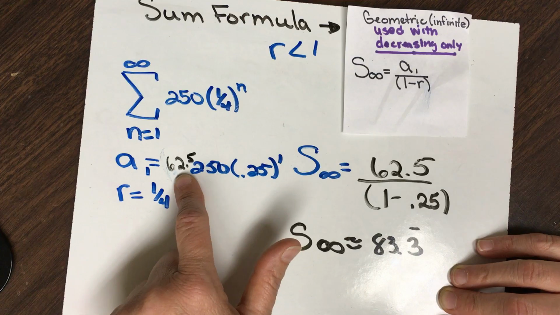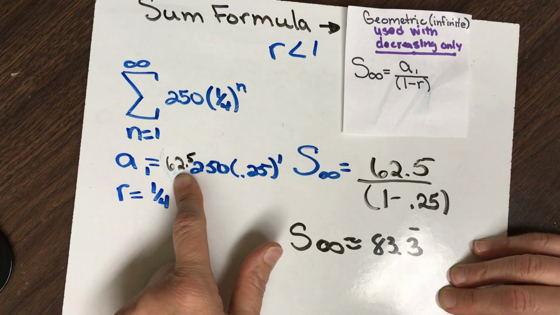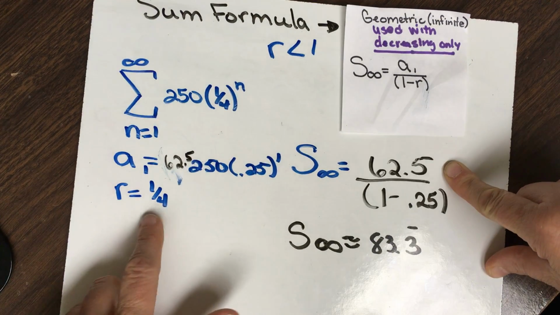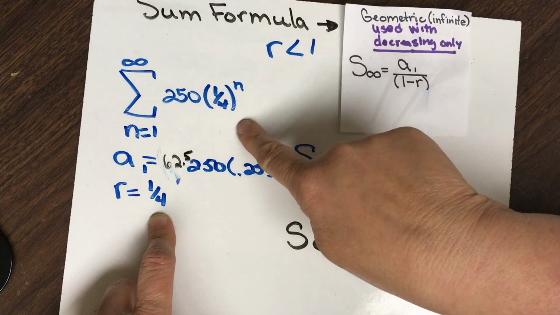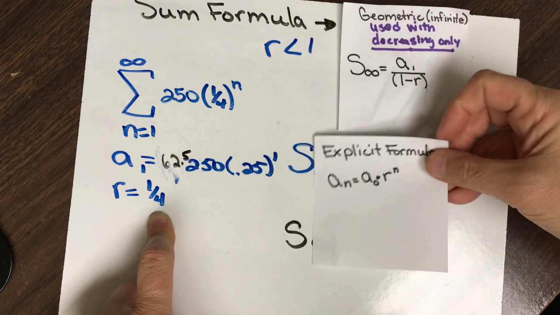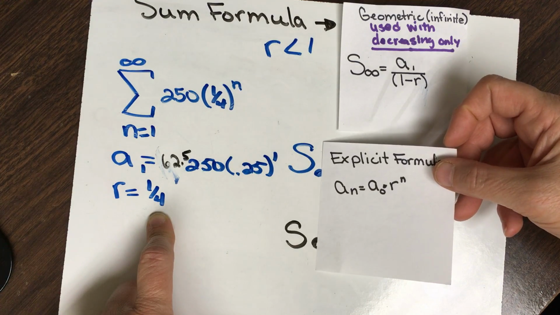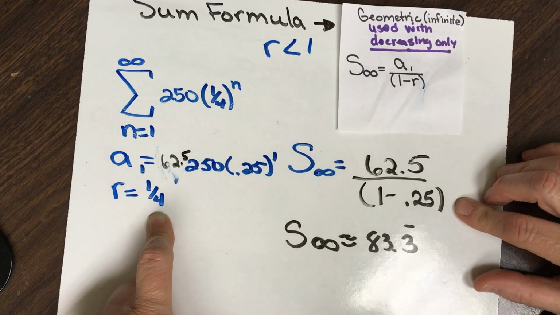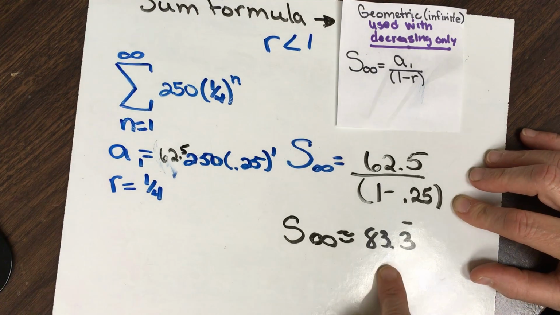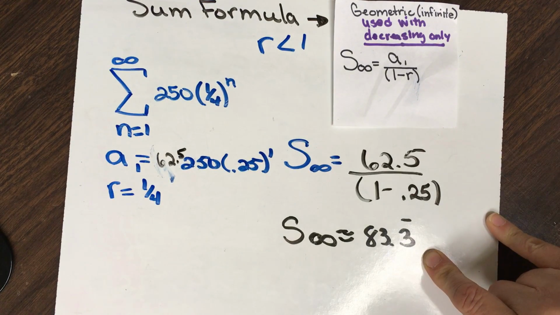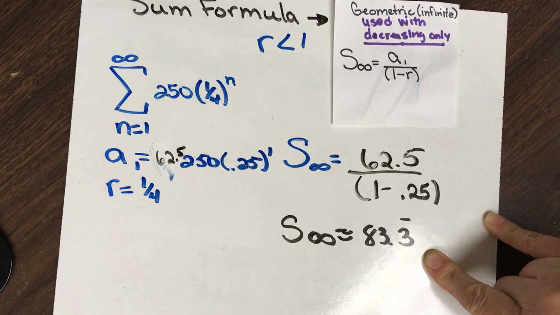I multiplied it out, got my a sub 1 value, and was able to plug that in. My r value is found here because of our explicit formula, if you remember back. Plugged that in as well, did the calculation in the calculator, and came out with approximately 83.3. Give it a try. This is some fun.